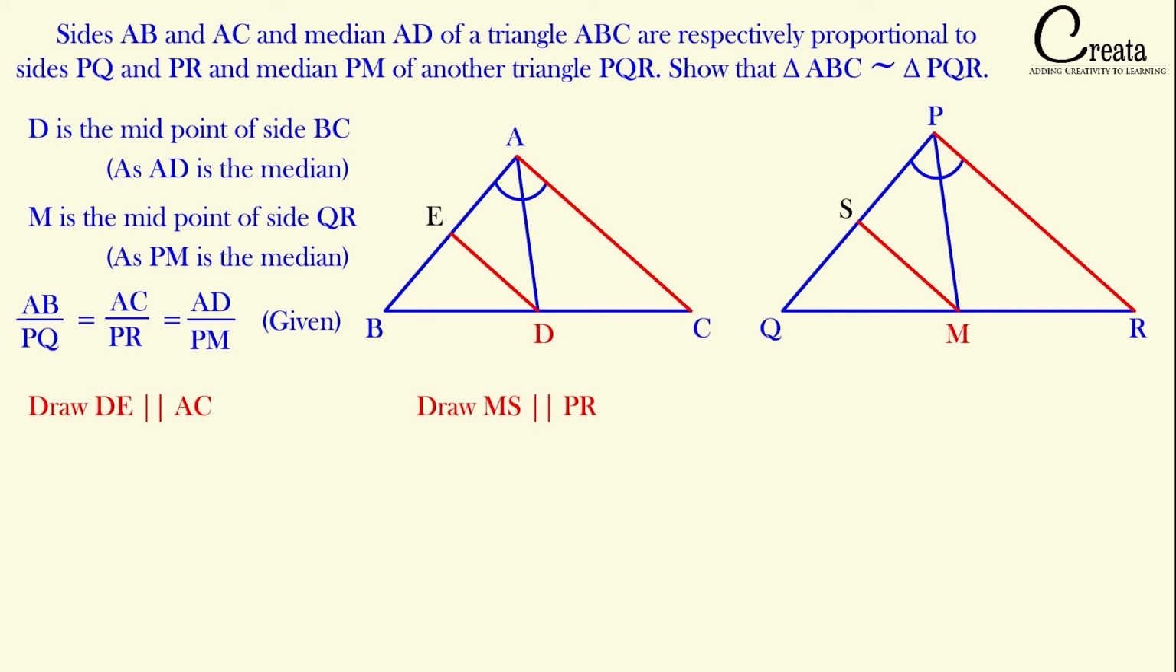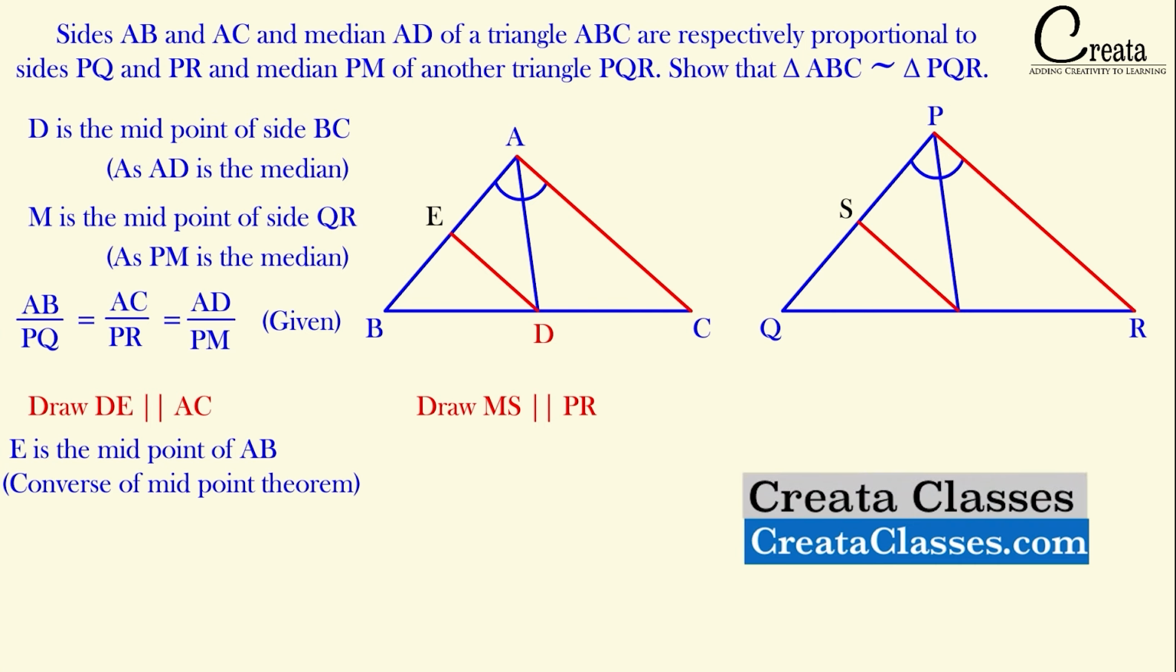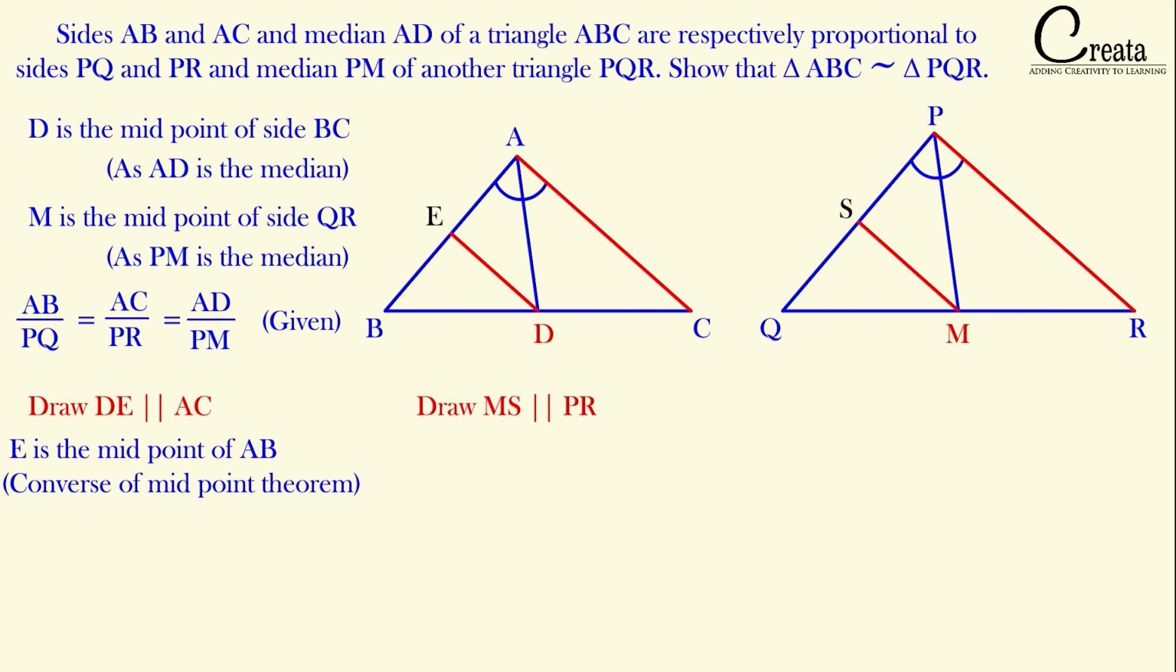Here we will apply the midpoint theorem. The same theorem you must have done in the previous class, class 9th. Through the converse of the midpoint theorem, we can say AC and ED are parallel, so point E will be the midpoint of side AB. Similarly, here we can say PR and MS are parallel to each other and point M is the midpoint of side QR. So point S must be the midpoint of side PQ. Got it? The simple midpoint theorem we have applied.